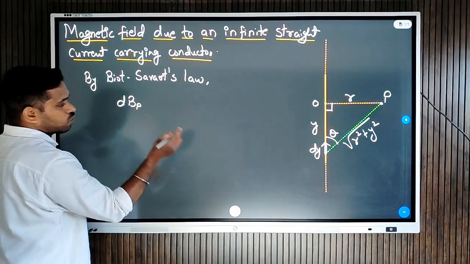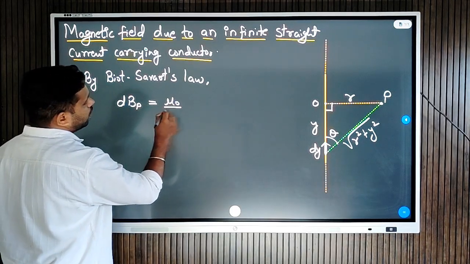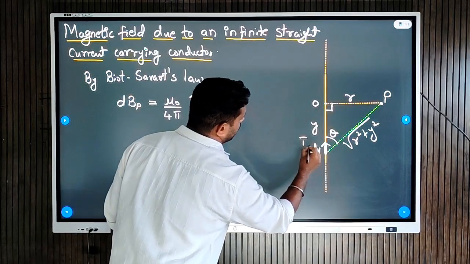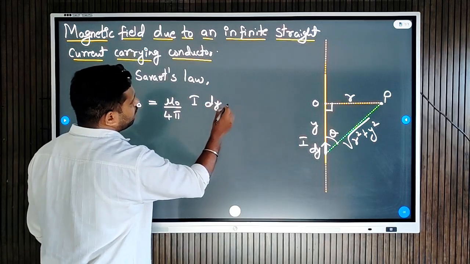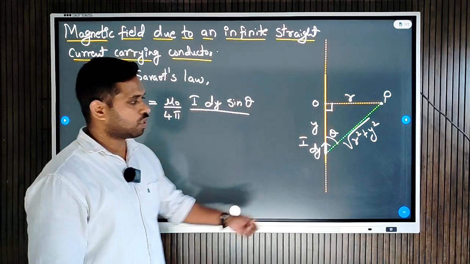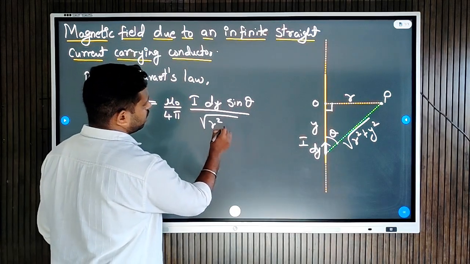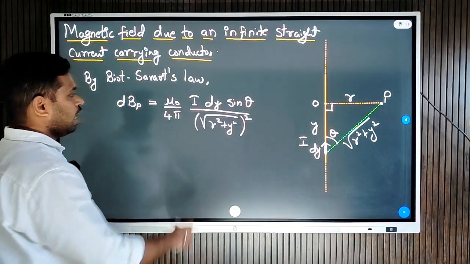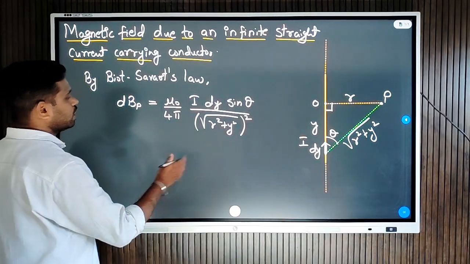So at point P, at this distance, the magnetic field dBp due to the infinitely small current element will be equal to mu naught upon 4 pi, I dy sine of angle theta, where I is the current flowing through the conductor in the upward direction, divided by the distance squared. That distance is square root of r squared plus y squared, the whole squared. This is the formula we know, I dl sine theta upon r squared.